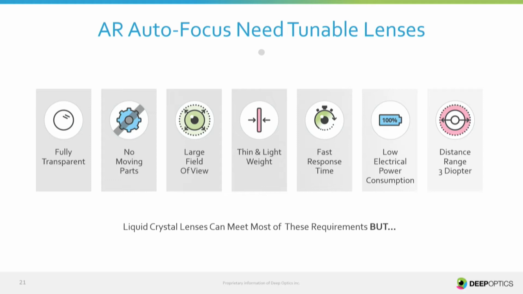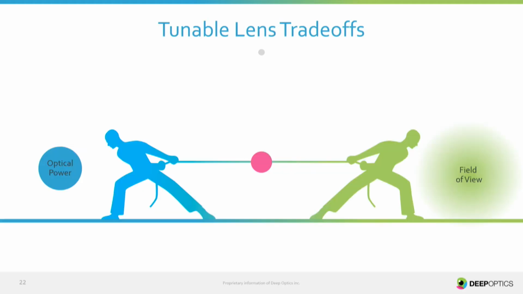We at Deep Optics are developing liquid crystal lenses, and this is one approach of implementing tunable lenses. This approach provides most of what AR and VR need, which is to be transparent with no moving parts, support large field of view, not much form factor and weight, and everything you see here written. Response time should be fast. Everything is nice, except liquid crystal lenses are limited in their, I would say, optical budget or optical performance overall.